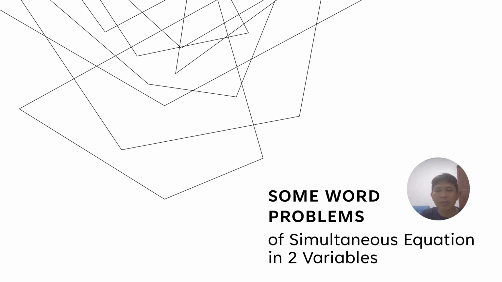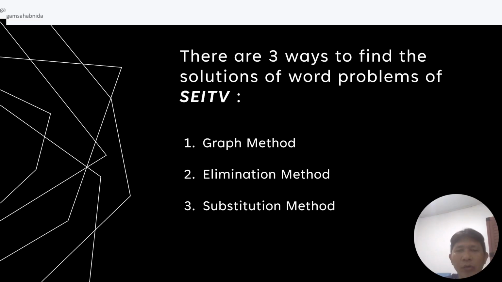Now we're gonna solve some word problems of simultaneous equations in two variables. We know that there are three ways to find the solutions of word problems of simultaneous equations in two variables. The first is the graph method, the second is the elimination method, and the third is the substitution method. But on this occasion, we're gonna use only the second and the third, elimination and substitution method, to find all the solutions.